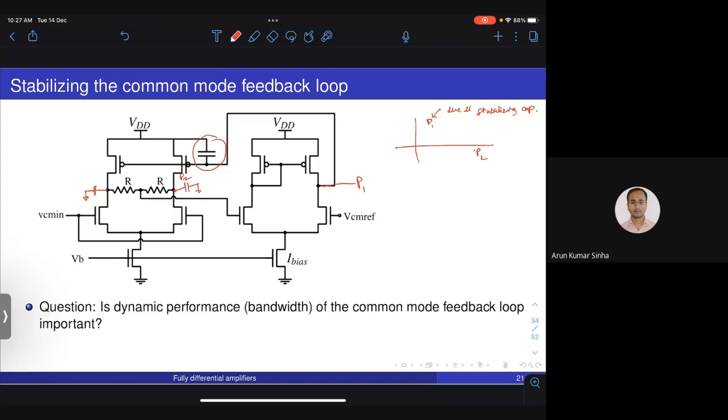The differential amplifier, if you see this circuit, has two modes. One is the differential mode, one is the common mode. For differential input signals, the bandwidth is only determined by the output impedance on this node and the load capacitance. So that load capacitance we are not touching. Whatever native capacitance is there, that is there. We are putting a stabilization capacitor on the output of the common mode error amplifier. That reduces the speed of the common mode feedback. It doesn't do anything to the differential amplifier.